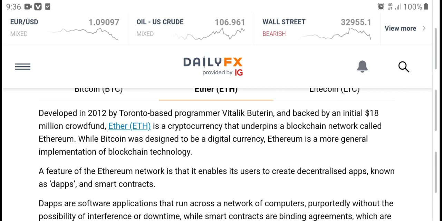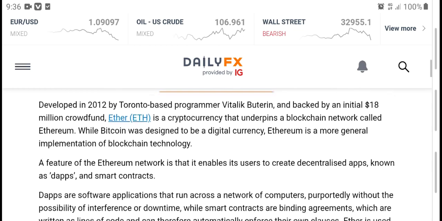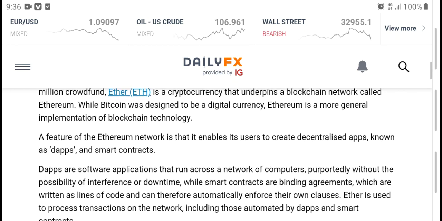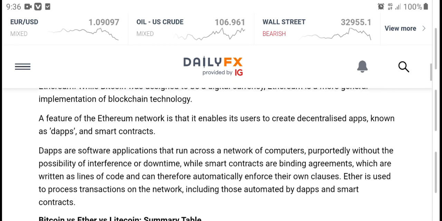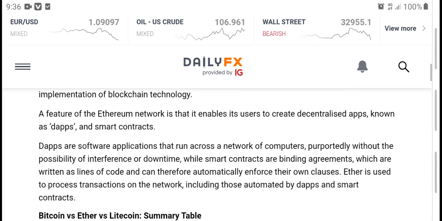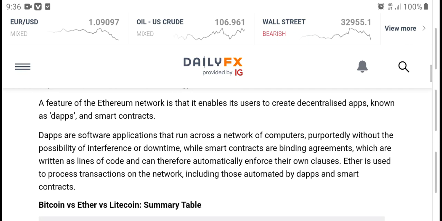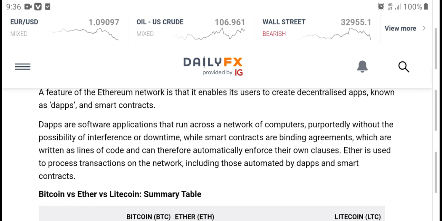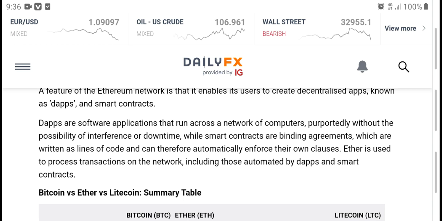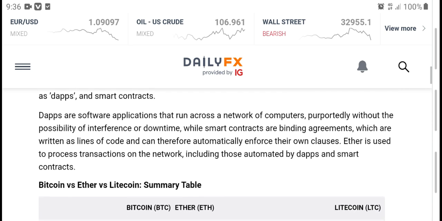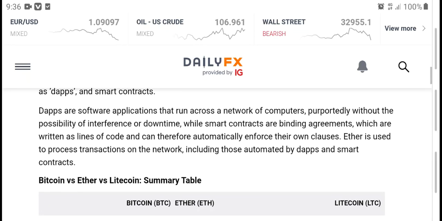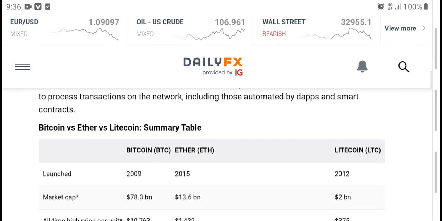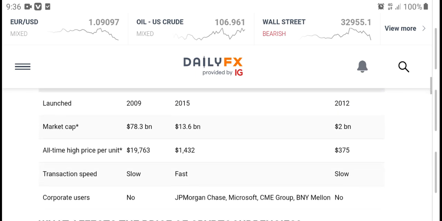Ethereum raised about $18 million, creating a blockchain network and improving blockchain technology for the future. The Ethereum network enables developers to create apps with smart contracts, software applications that run on the network without possible downtime. Smart contracts agreements are processed by transactions on the network and run automatically. Bitcoin, Ethereum and Litecoin summary table.